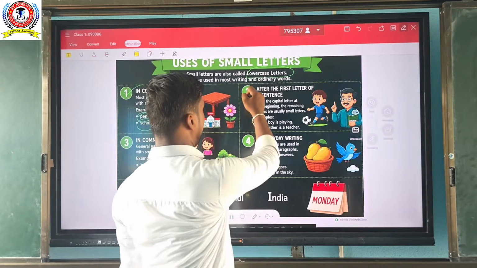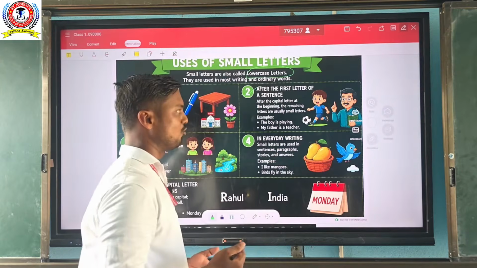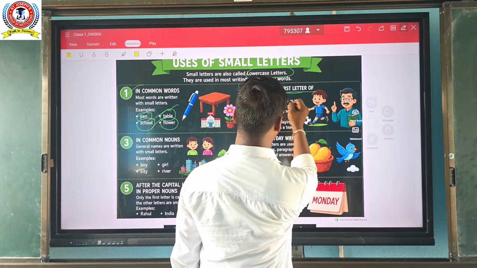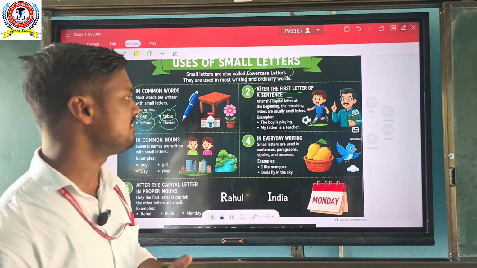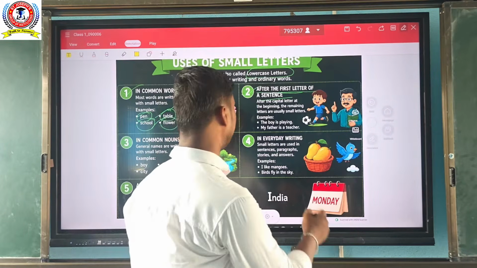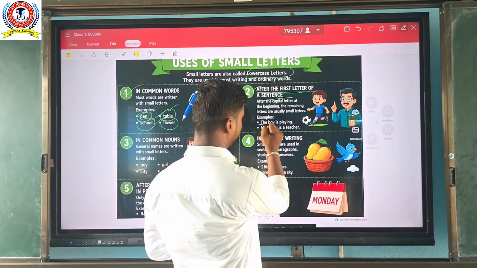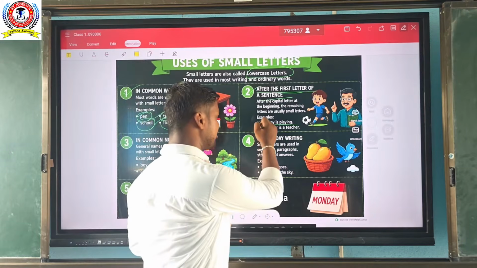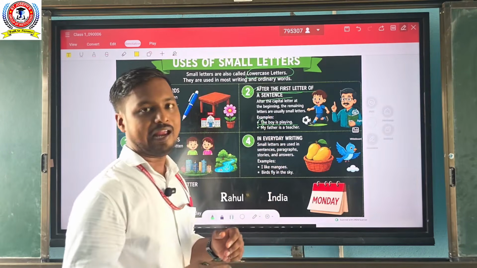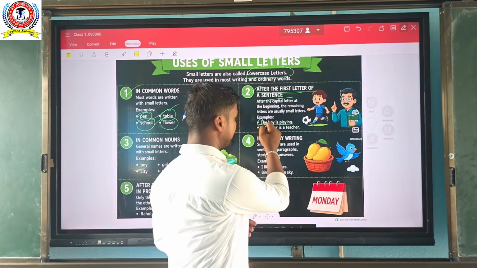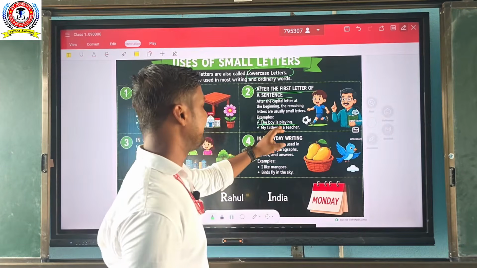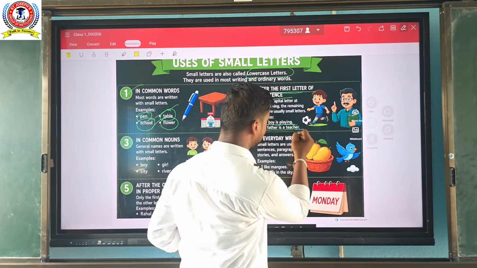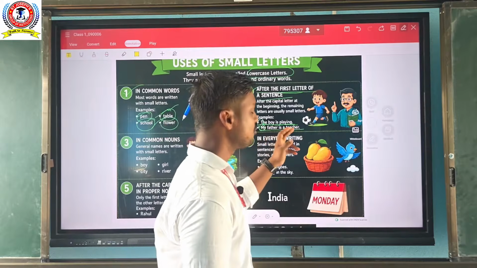Then two. First, I think you know about the sentence rule. After the first letter of a sentence, you have to use which letter? Small letter. You can see the first letter of this sentence, The boy is playing. T is here, the first letter is capital, and the rest of the letters are small letters. My father is a teacher, M is capital, and the rest of the letters are small letters.